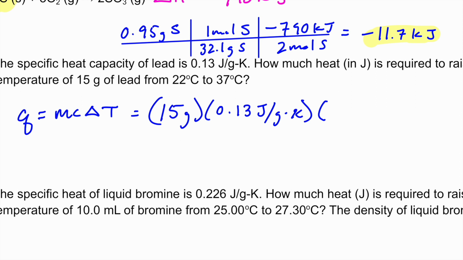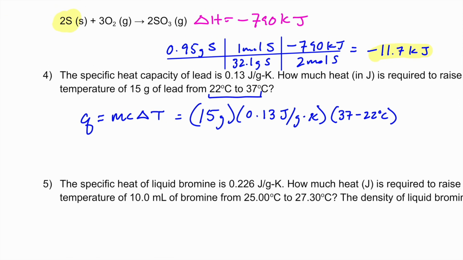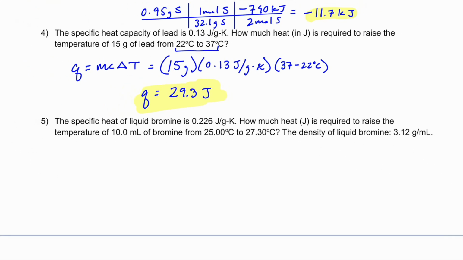And then we can type this in a bunch of ways. At the end of the day, 37 minus 22 is 15. So we could either write 15 right here, or you could write 37 minus 22. Okay? And my Q is 29.3 joules. All right. So let's take a look at number 5. This one's a little different.